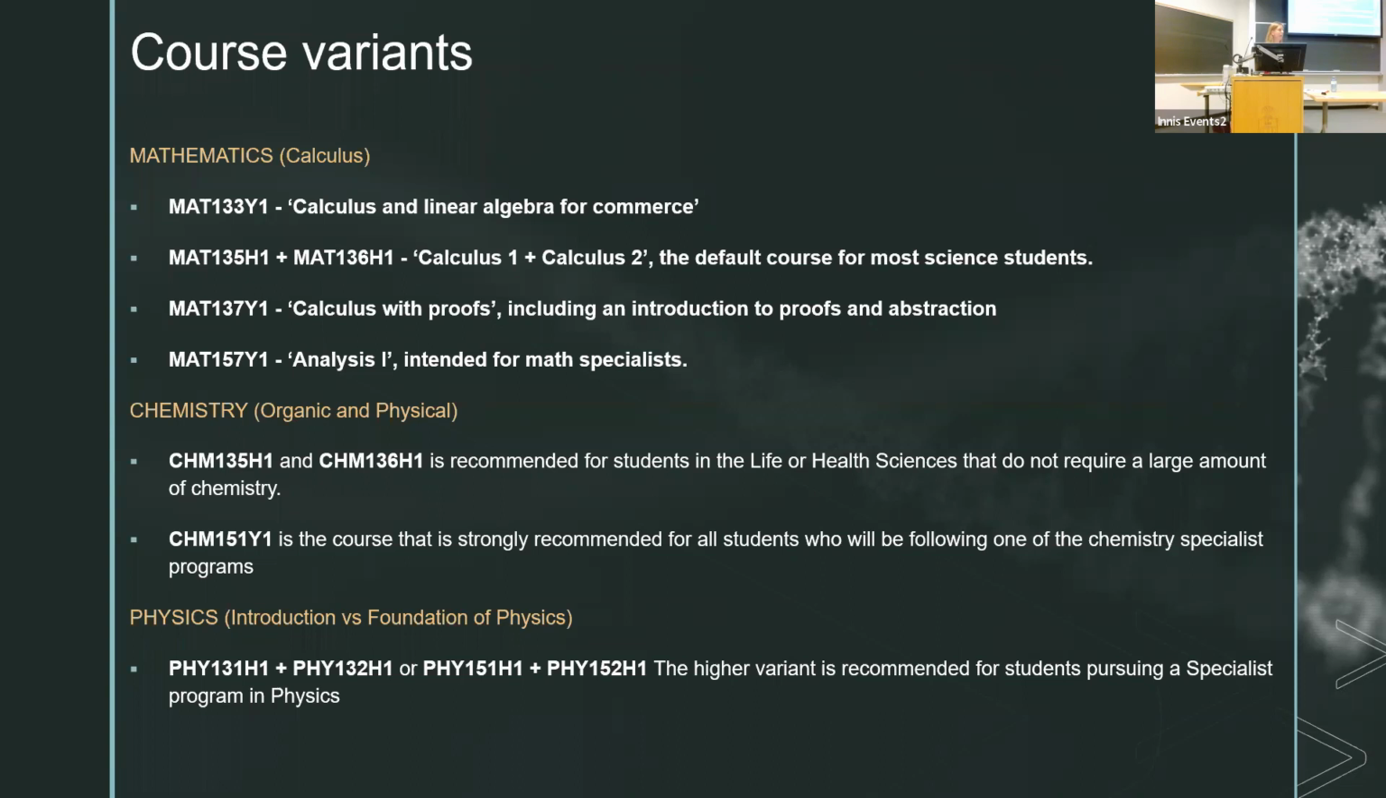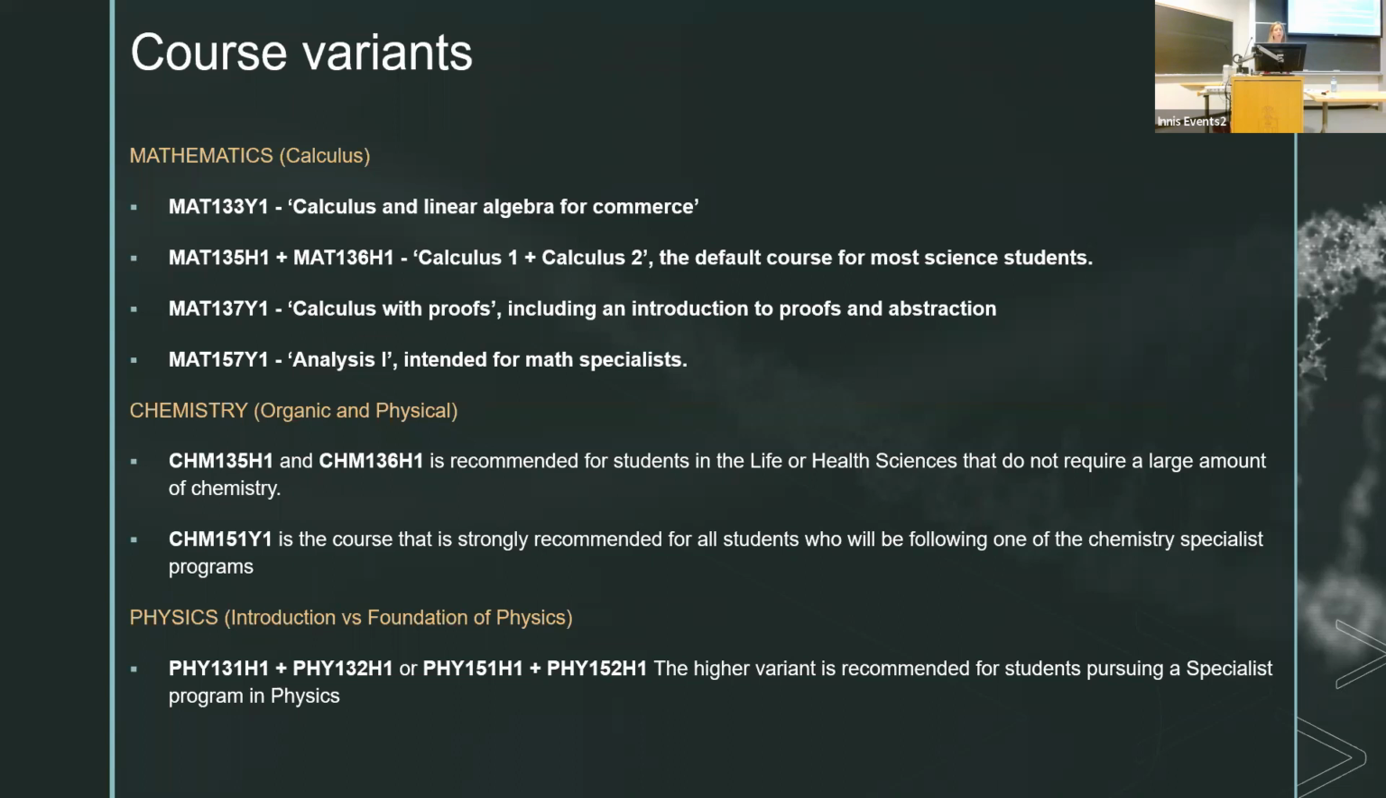Math 135 and Math 136 is really a standard course for the life sciences. It's more an applied version of first year calculus. You really don't need to take a higher level. If you are interested in math and you want to pursue a math program or science program or physics program alongside your other life science major, then I would recommend perhaps taking a higher level like Math 137 or Math 157, which are more analytical based versions of first year calculus.